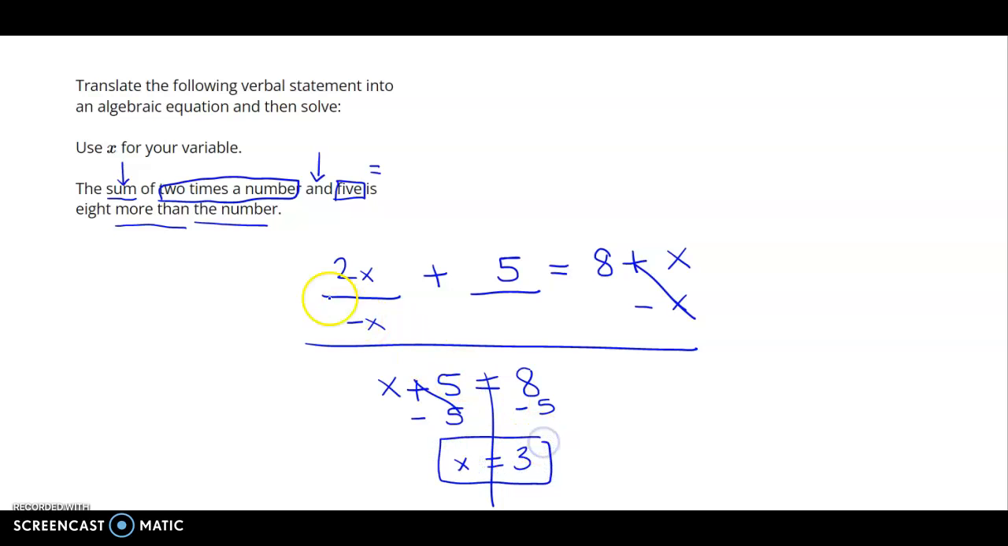And you can always test this in the sentence and make sure it makes sense. So the sum of 2 times the number, so 2 times the number would be 2 times 3, or 6. 6 plus 5 is 11. And that equals 8 more than the number. So 11 is equal to 8 more than 3. That works because 8 plus 3 is 11.